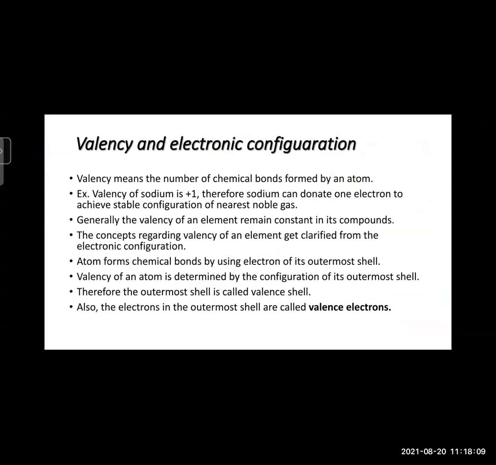Now we are moving to the next concept: how valency is calculated from electronic configuration. Valency means the number of chemical bonds formed by that atom. For example, the valency of sodium is +1. How this +1 came, we will see in detail. The sodium can donate 1 electron to achieve the stable configuration of the nearest noble gas.